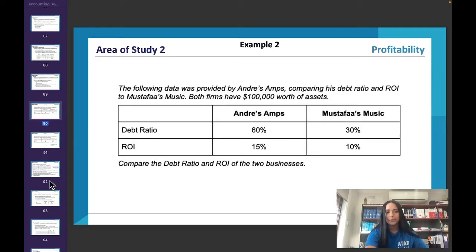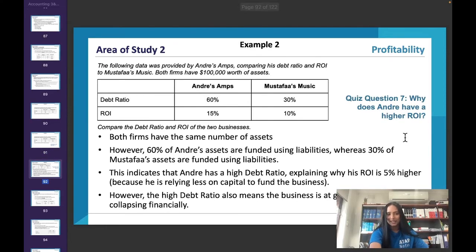So here's an example where we have to compare the debt ratio and return on owner's investment of two businesses. So why does Andre have a higher return on investment? Basically, because Andre has a higher debt ratio, which results in a higher return on owner's investment.